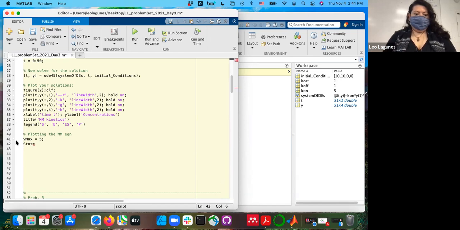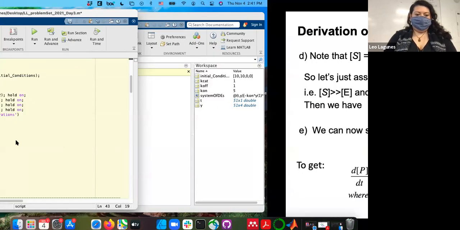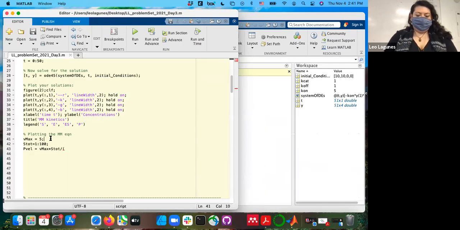So let's say we start from 1 all the way to like 100 or something. MATLAB can handle it. And then we would just write the equation. So now our P velocity is going to be V max times S tot over, oh, I didn't define Km. Let's say Km is 1.